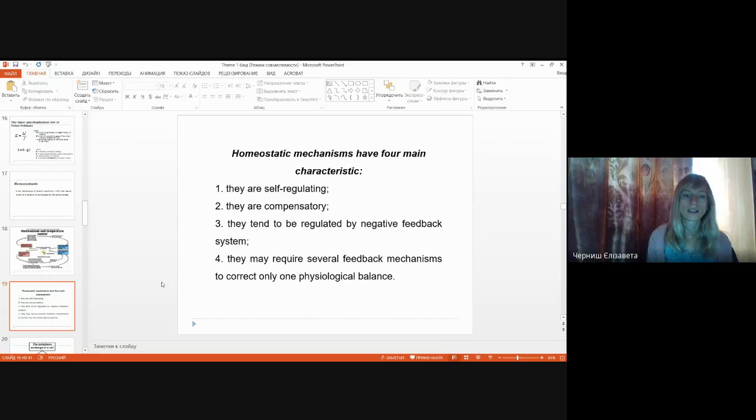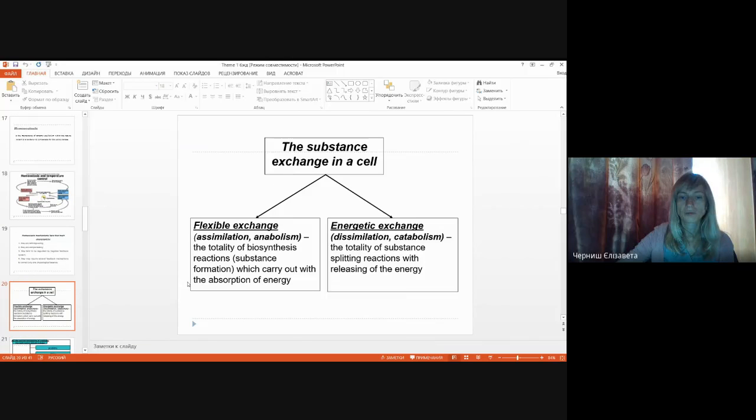All of this process influences constant physiological processes, and we often talk about biological processes, mentioning the substance exchange in a cell.